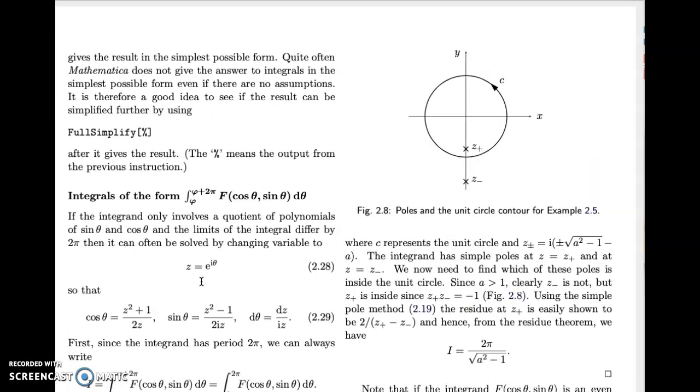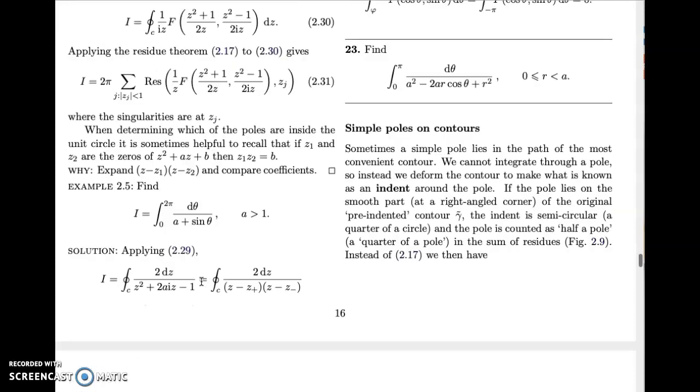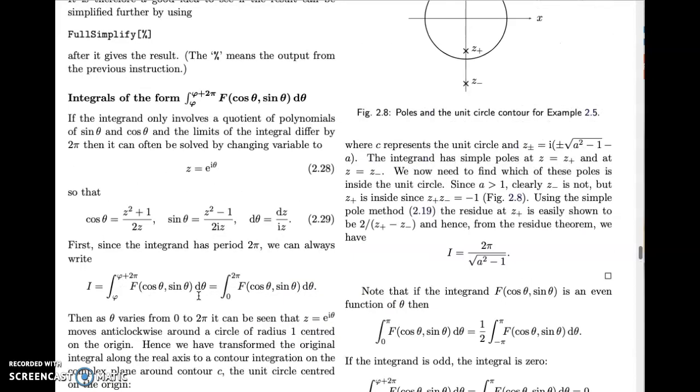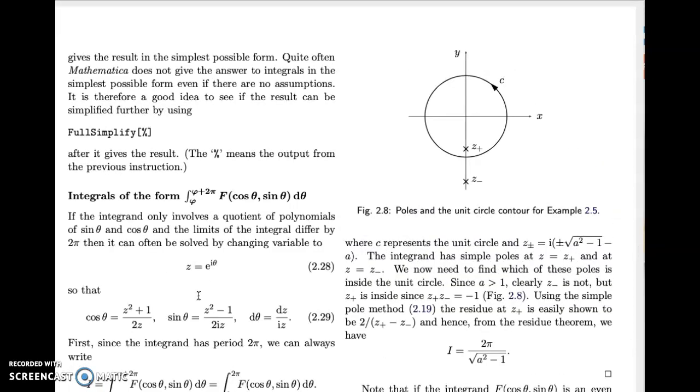Otherwise, we can use this idea here, that this is minus 1. That means the product of the roots, Z plus times Z minus, must equal minus 1. Since one of them is less than minus 1, Z plus must be greater in magnitude than minus 1.